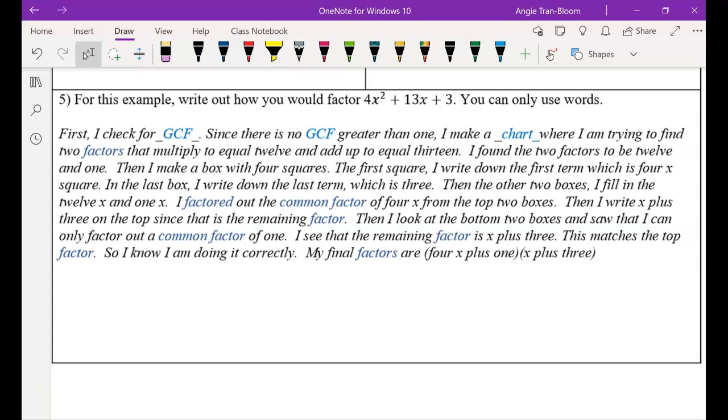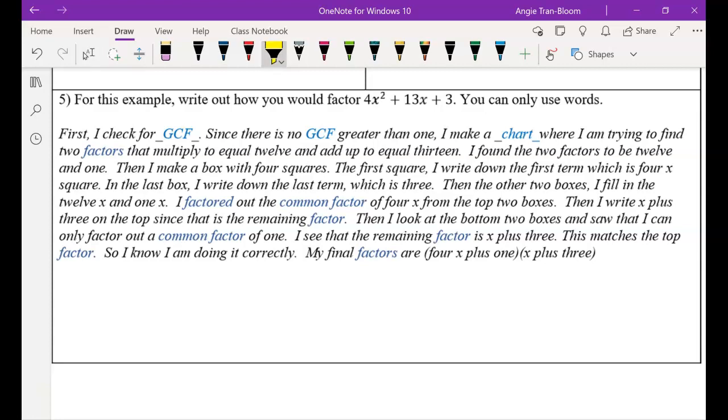Notice how the entire paragraph that I typed out here, you need to do this on your own, okay? No, you cannot copy word for word here, because if you do guess and check, you can write it out like that. If you use the box, then write it out in the box method. If you factor by grouping, then you should spell it out by grouping.